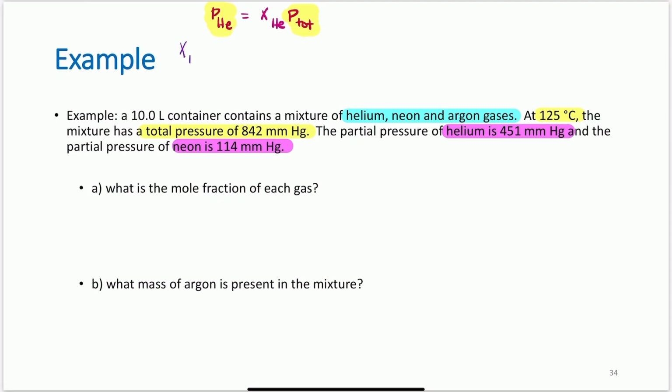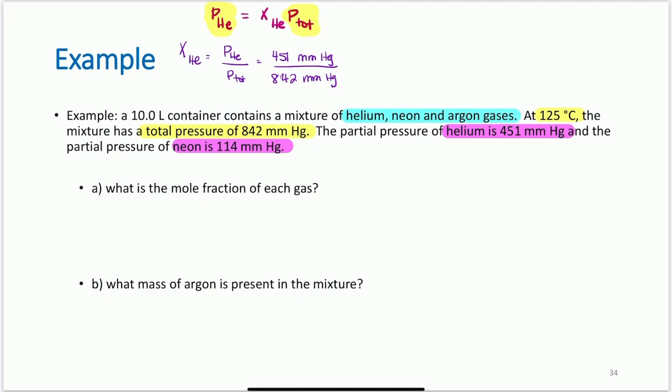So the mole fraction of helium is going to be equal to my partial pressure of helium divided by my total pressure of the system. My partial pressure of helium is 451 millimeters of mercury. My total pressure of my system, 842 millimeters of mercury.